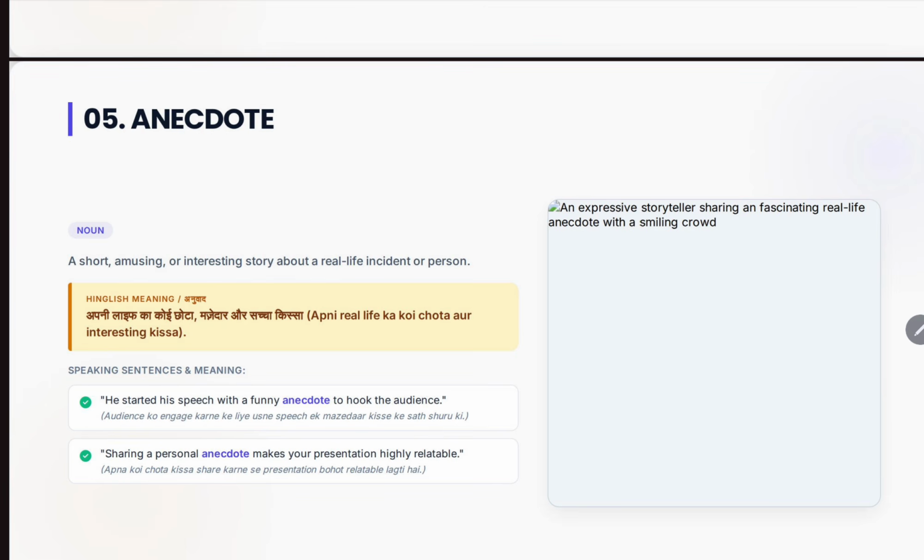A short story means you are summarizing something into a very small story. You are explaining your real life incident to a person, so you are just summarizing, or you are making the story. It is called the anecdote. So here is the example: he started his speech with a funny anecdote to hook the audience. Second is, sharing a personal anecdote makes your presentation highly relatable.